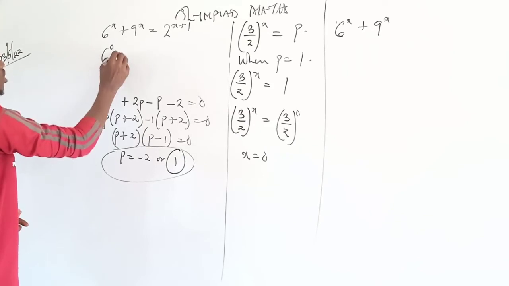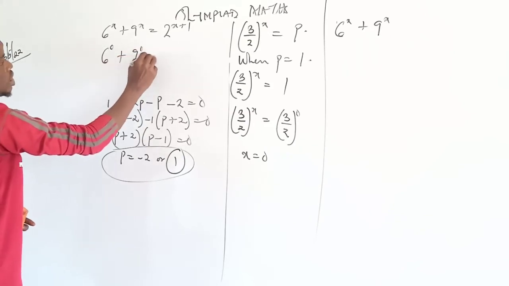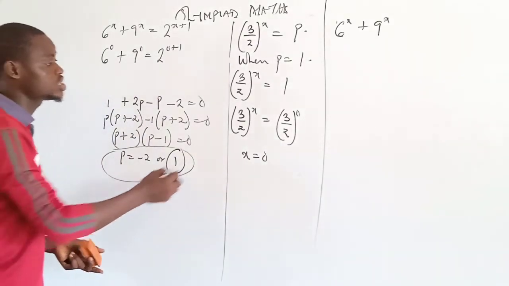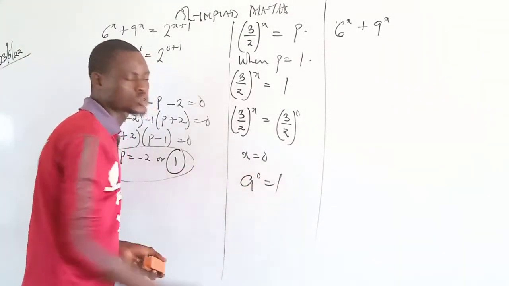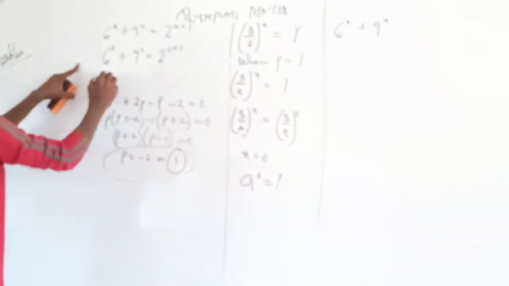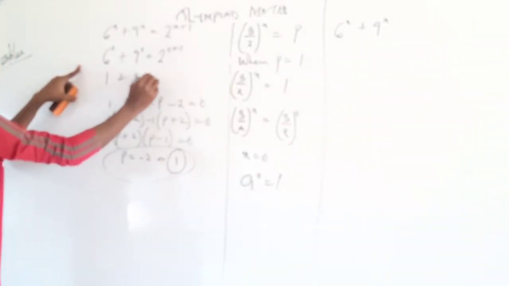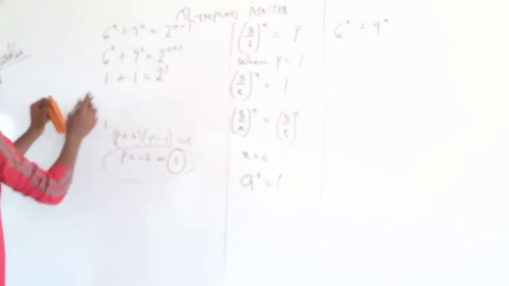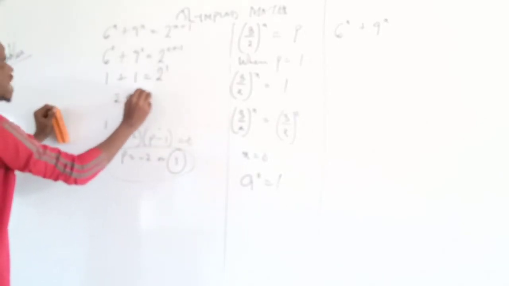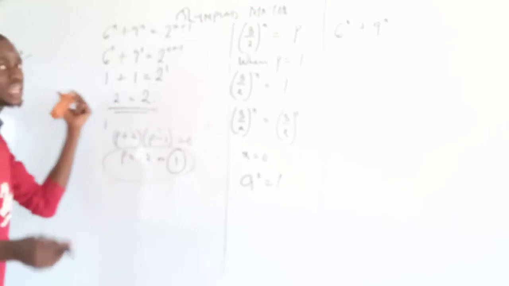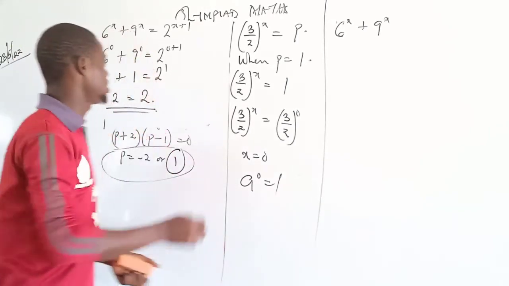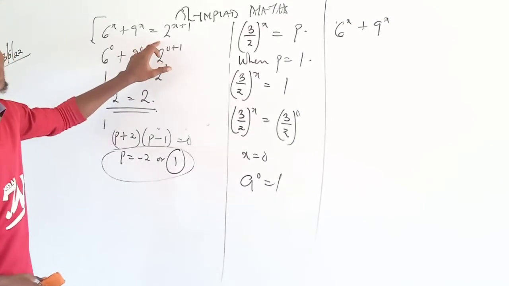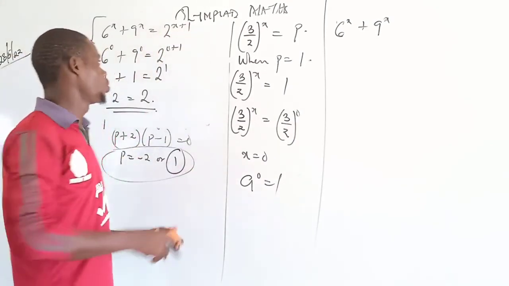I have 6 raised to power 0 plus 9 raised to power 0 equals 2 raised to power 0 plus 1. Now, anything raised to power 0, according to the law of indices, a raised to power 0 is equal to 1. Automatically, this should be equal to 1 plus 1, which is equal to 2 raised to power 1. Whereby 1 plus 1, I'll be having here is 2 and here is 2. Which shows that since the left hand side of the equation is equal to the right hand side, then 6 raised to power x plus 9 raised to power x must be equal to 2 raised to power x plus 1, which is highly correct.